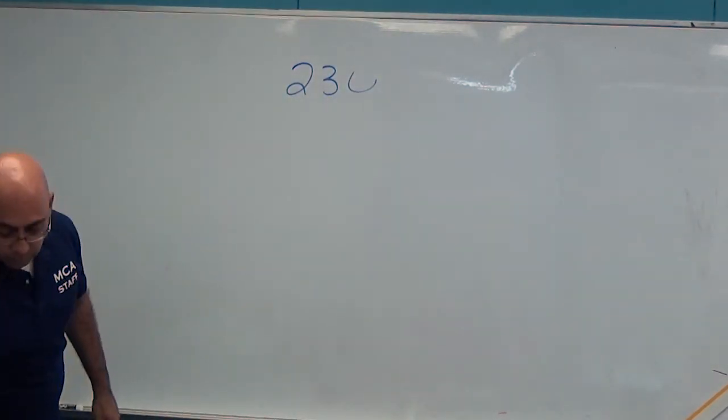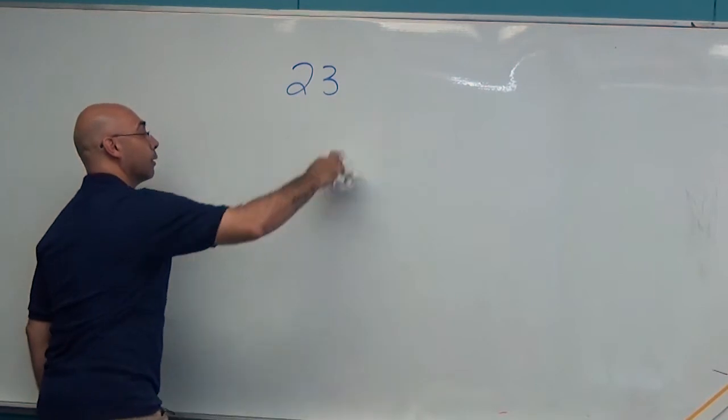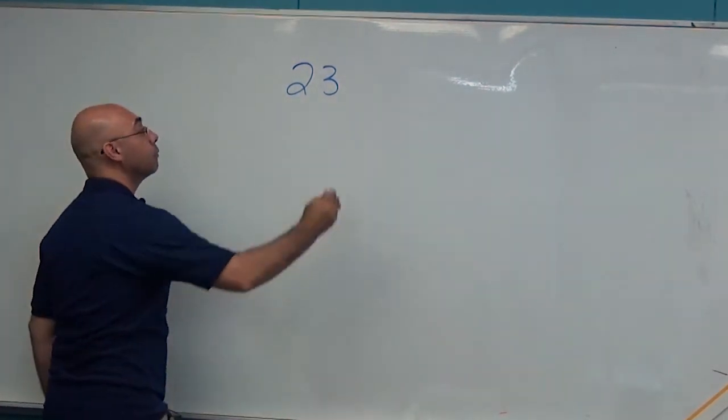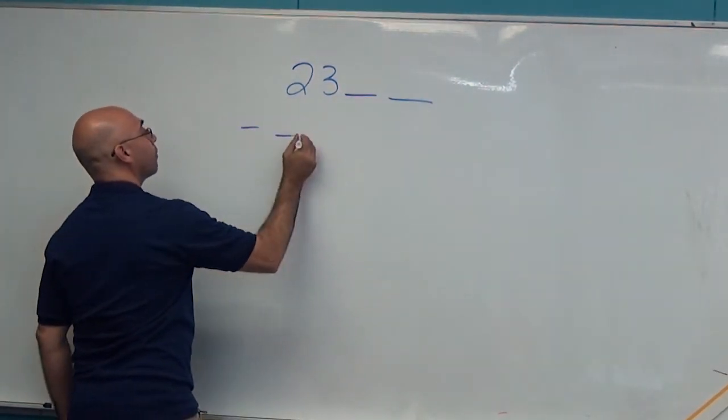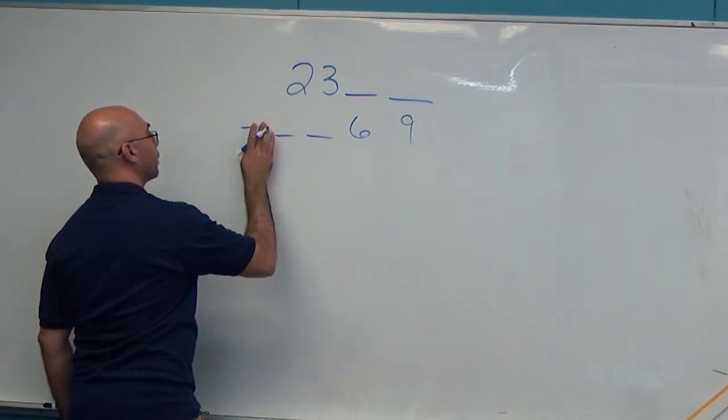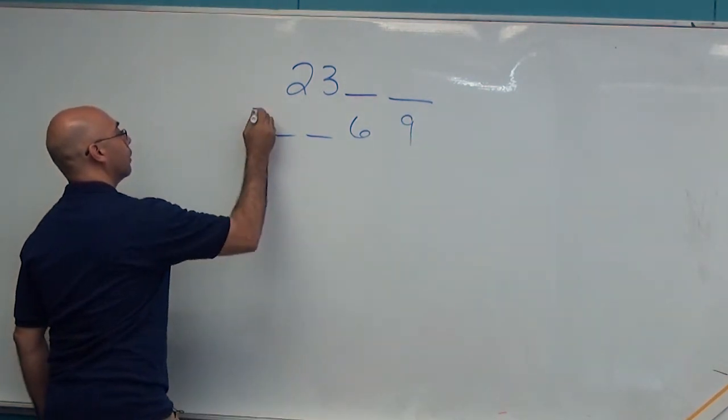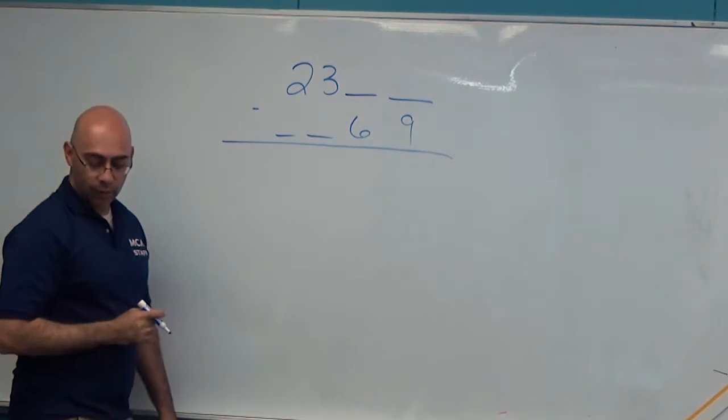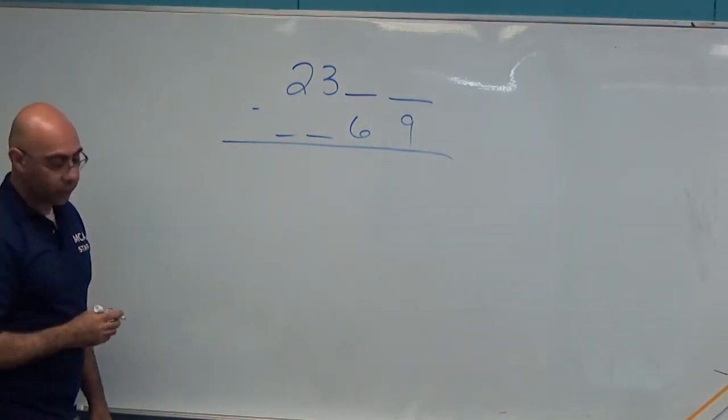Not 0, 0. 2, 3, something, something. Minus something, something, 6, 9. This is a minus sign, by the way. Equals 133.